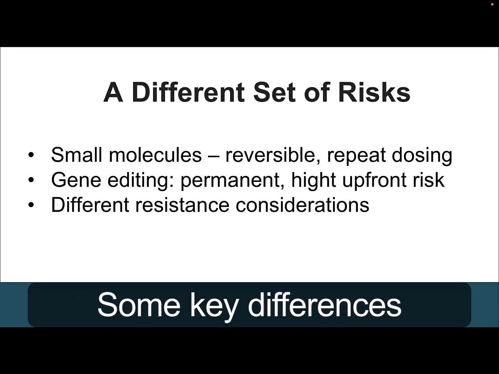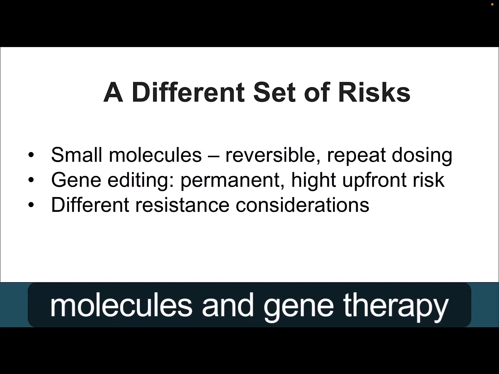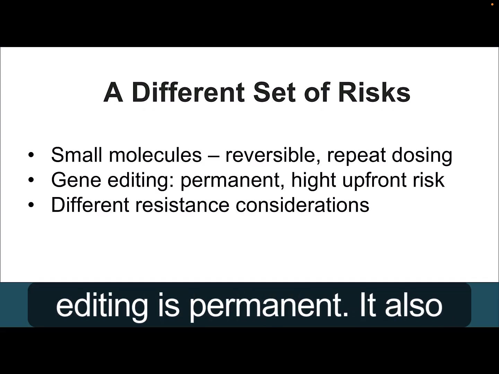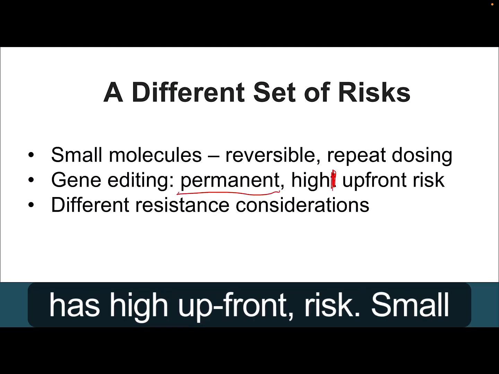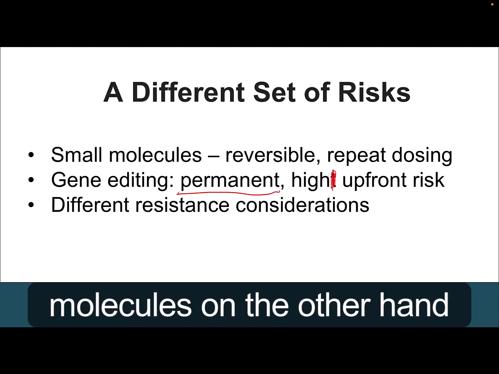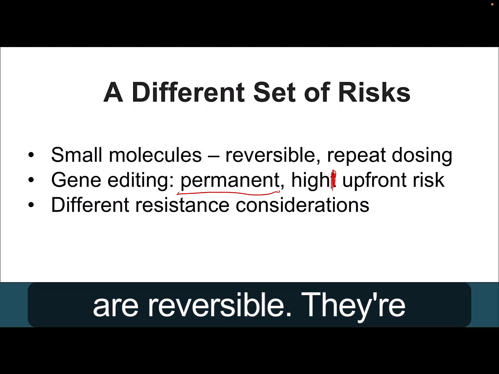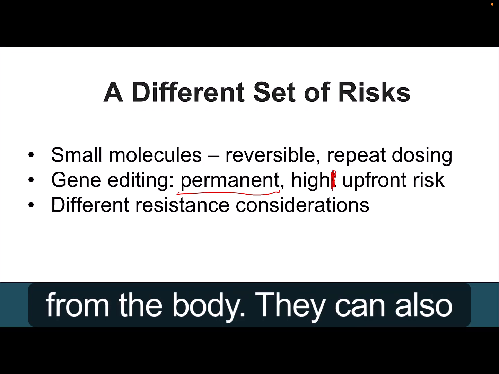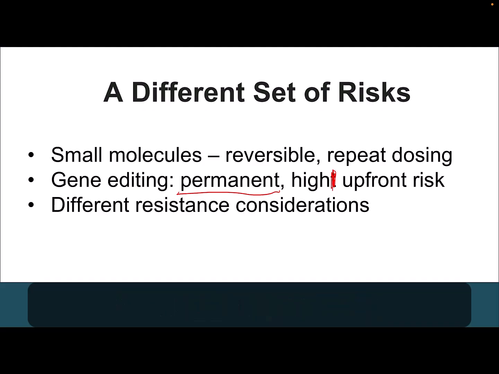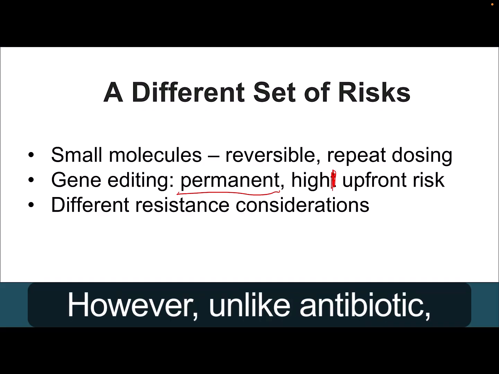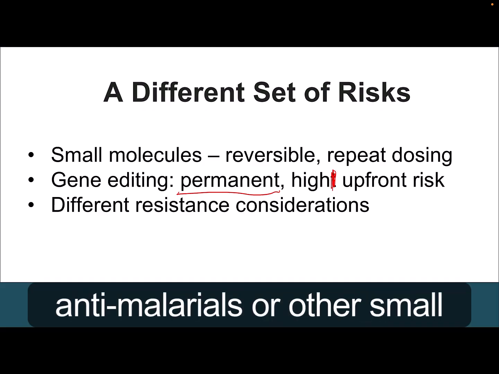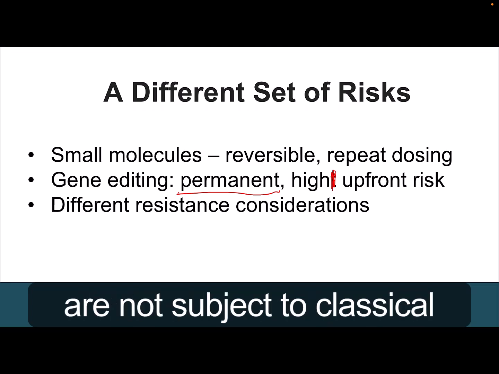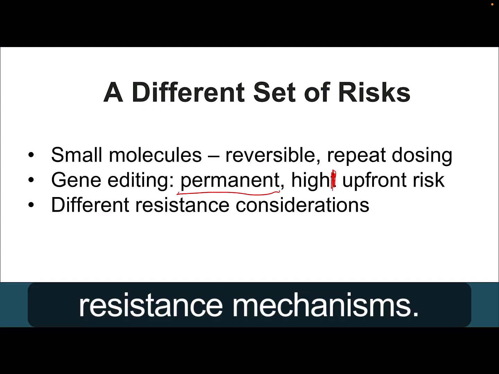Some key differences between traditional drug molecules and gene therapy include the fact that gene editing is permanent. It also has high upfront risk. Small molecules, on the other hand, are reversible. They're metabolized and cleared from the body. They can also be used repeatedly. However, unlike antibiotics, antimalarials, or other small molecule therapies, CRISPR-based therapies are not subject to classical resistance mechanisms.